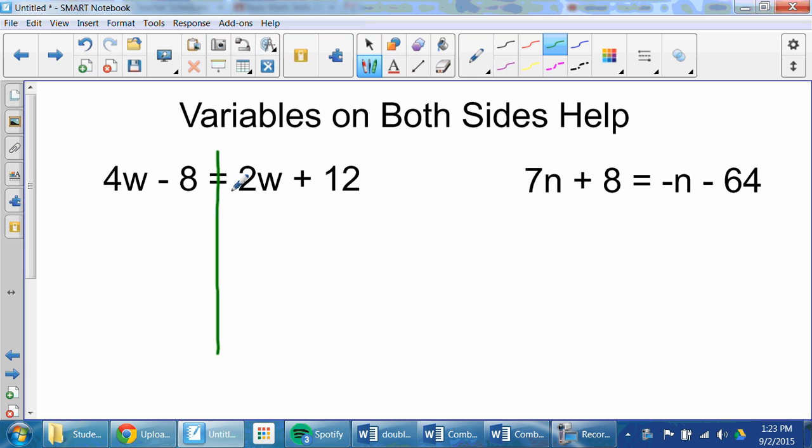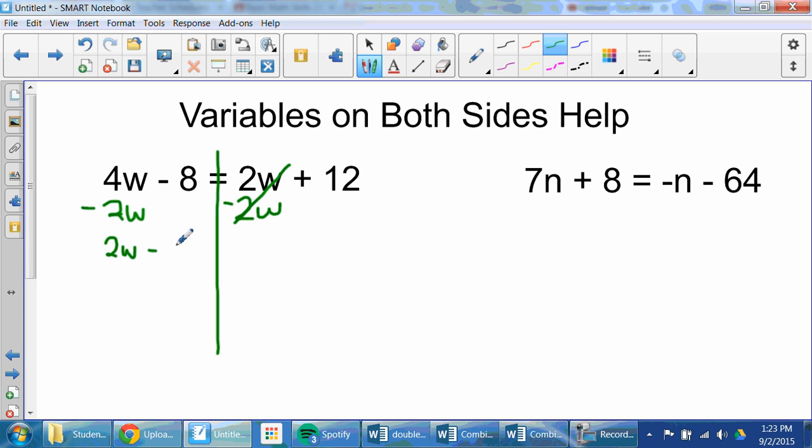So this says positive 2w. So the inverse operation, or the opposite operation, is to subtract 2w. And I can only subtract that from something that also has a w on it. So I'm going to do 4w minus 2w. That gets me positive 2w. Now nothing happened to this minus 8, so it just stays here the same. Equals. The only thing left over here is 12.